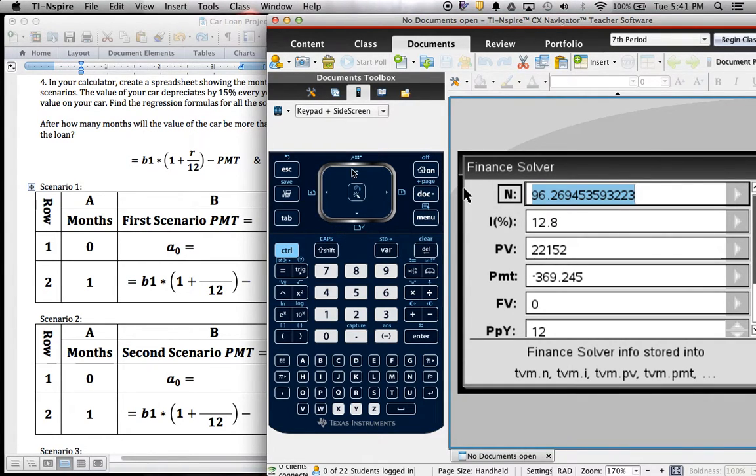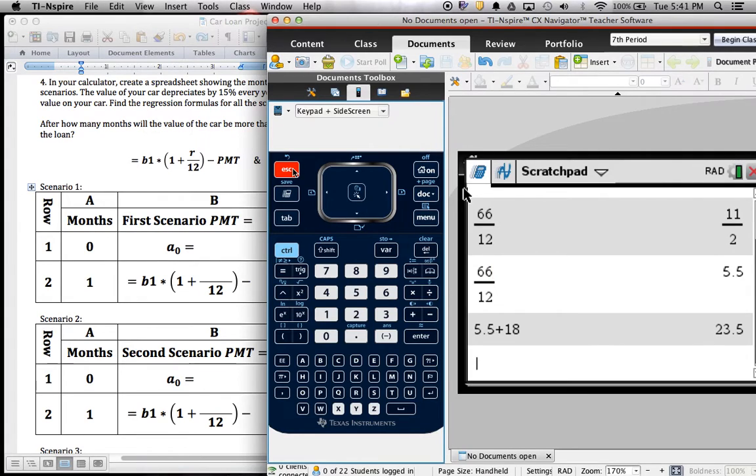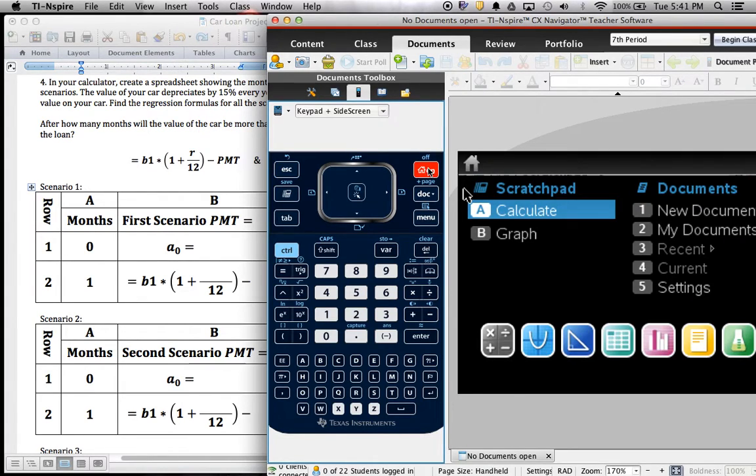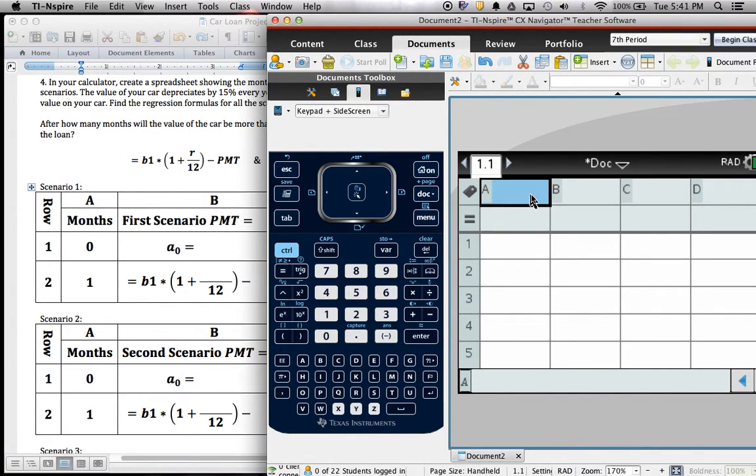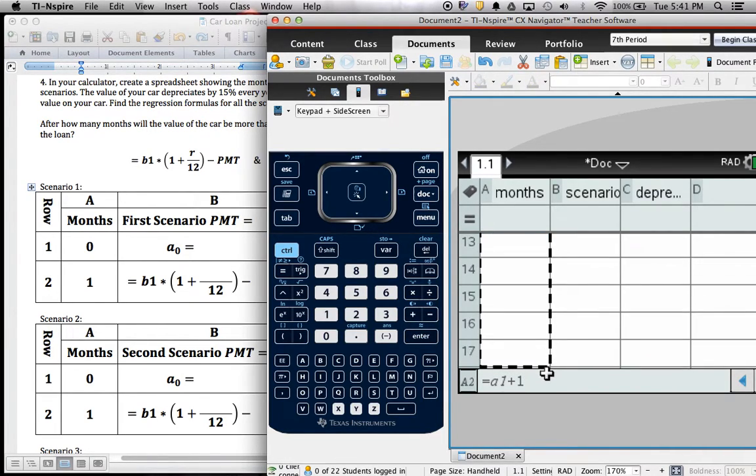All right, for the last thing, you're not going to use your finance solver to find this. You're going to go to your spreadsheet down here. This column should be months. This column should be the scenario. And then this one will be the depreciation. Now, remember, you always want to start on month 0 and then do the A1 plus 1 to get the number of months. And then you can just fill this in.